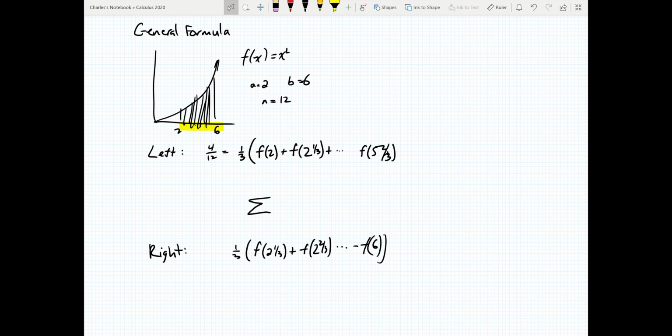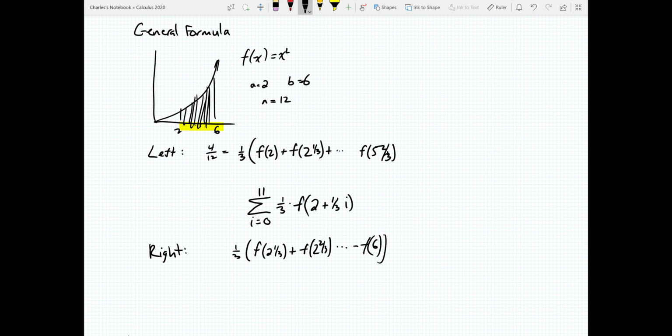So the formula with the sigma is going to need a counter, and I need a letter for the counter, and the counter that we usually use is i. And when I think about what is going on with this, I want the counter to go up by 1/3 each time. And where is it going to start? It's going to start at 2, and it's going to go up by 1/3 i. And so for the left endpoint, it's going to go i equals 0 up to 11.